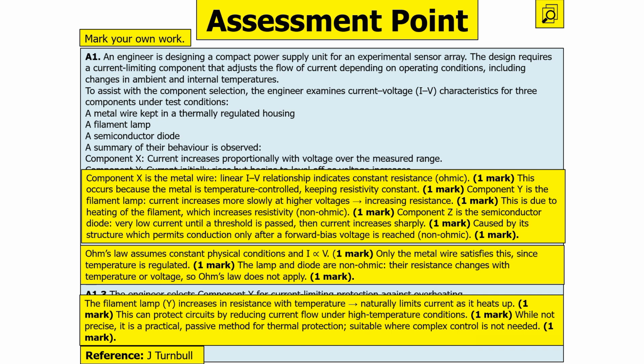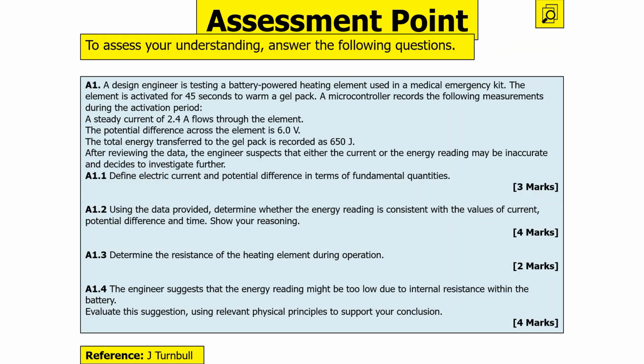The next question says, a design engineer is testing a battery-powered heating element using a medical emergency kit. The element is activated for 45 seconds to warm a gel pack. A microcontroller records the following measurements during the activation period. A steady current of 2.4 amps flows through the element. The potential difference across the element is 6 volts. The total energy transferred to the gel pack is recorded as 650 joules.